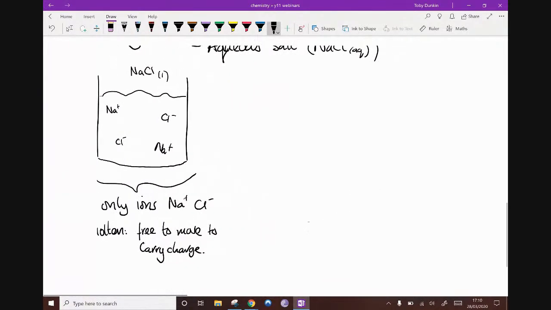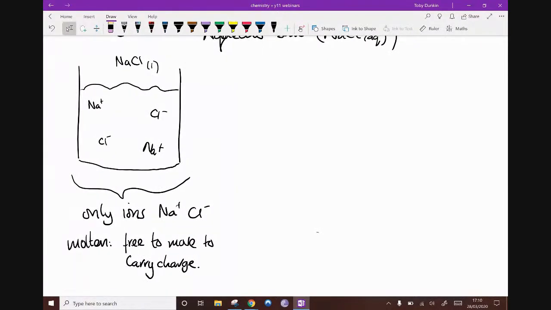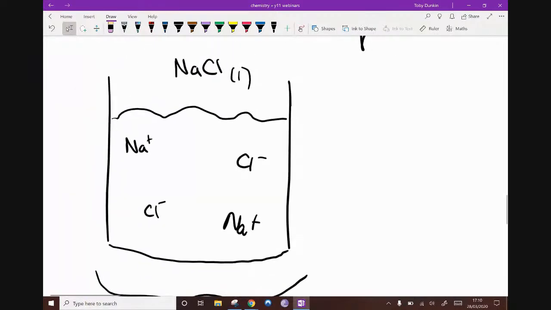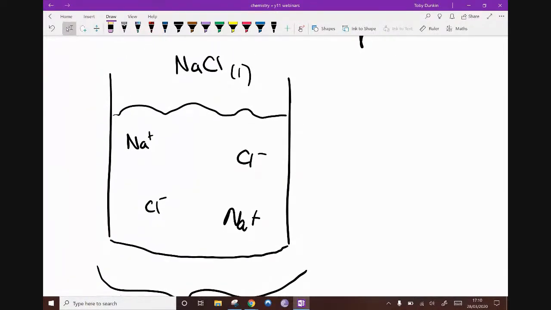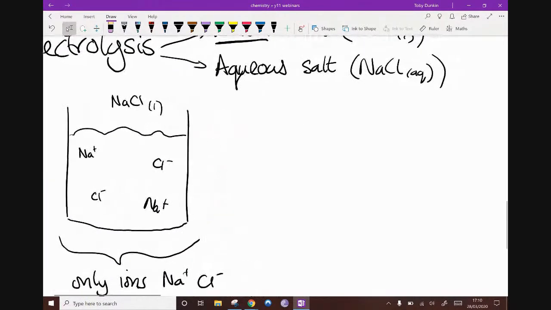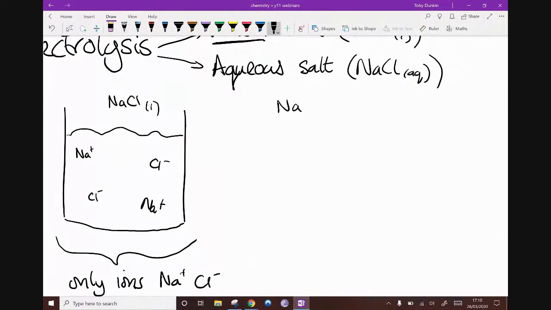It's really a bad habit of mine, how I have a sentence in my head and out pops an answer that goes with it. But that's what it looks like when it's molten salt. There's no other ions.